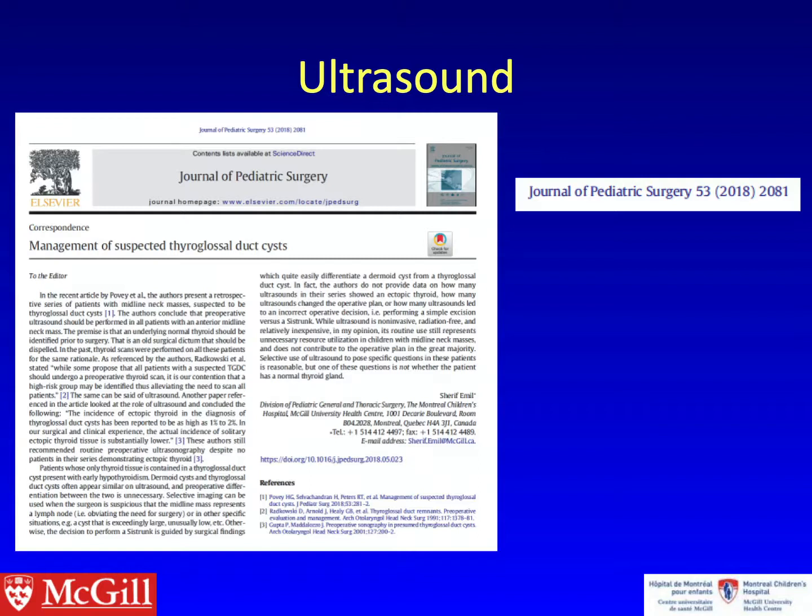And the one pet peeve I have is when people say, well, I want to make sure that this isn't the only thyroid tissue. Now, you have to look at the literature, and the literature on this is summarized in this letter to the editor that I published in JPS a couple years back, and really the literature does not support that premise. If the only thyroid tissue is in a thyroglossal duct cyst, that patient will present with hypothyroidism long before they ever have a thyroglossal duct cyst.